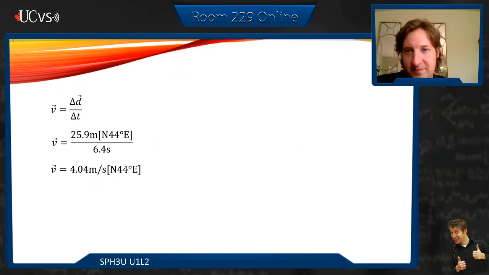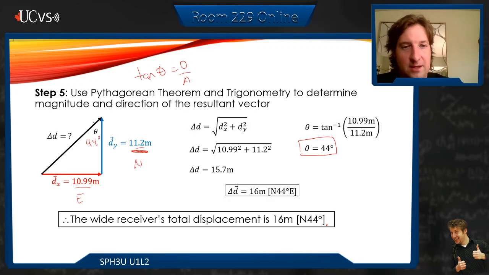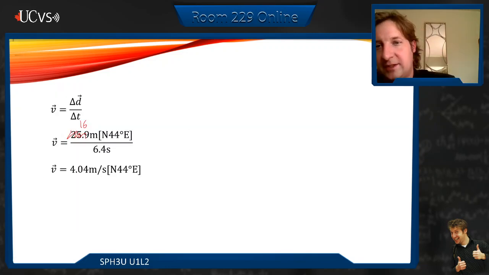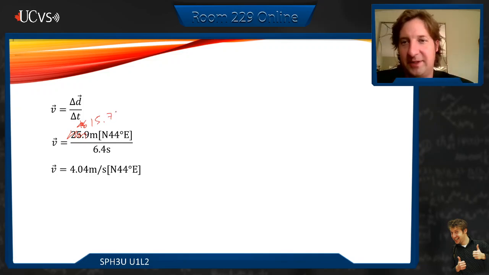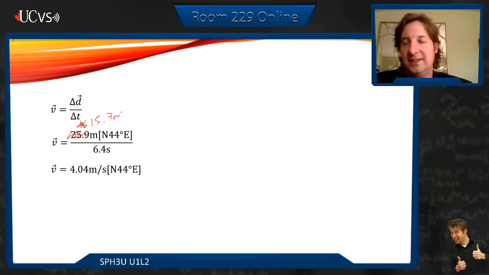Okay. So then it did ask us to find the velocity, which is just going to be, oh, that's not correct. That should be 16. Sorry. So 15.7. This should have been 15.7. I copy and pasted wrong from the other problem there. So this is using now vectors. The velocity is going to be the displacement divided by the time.